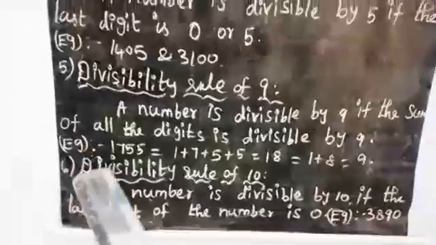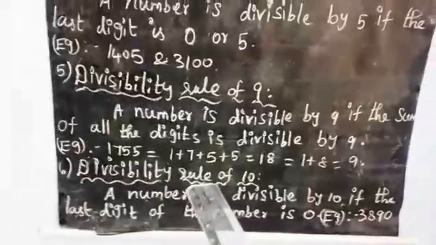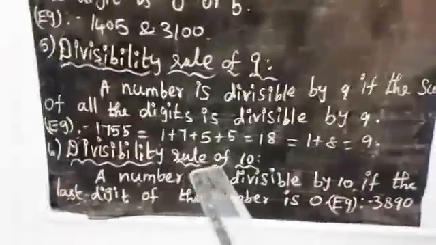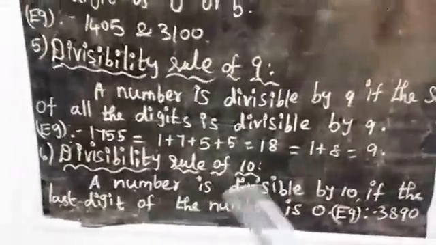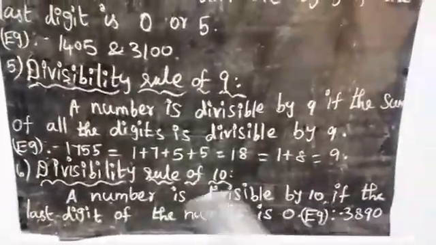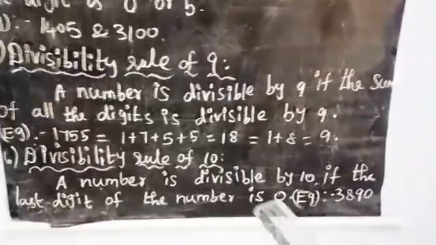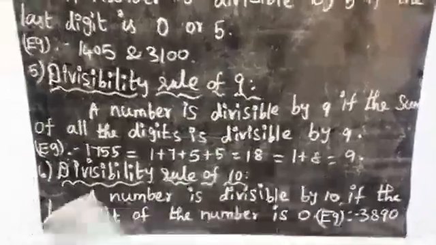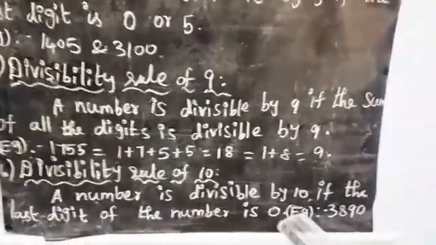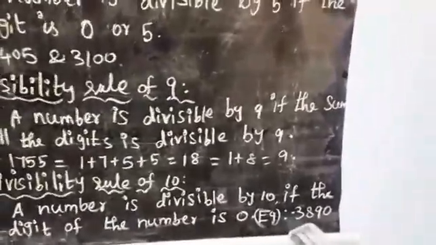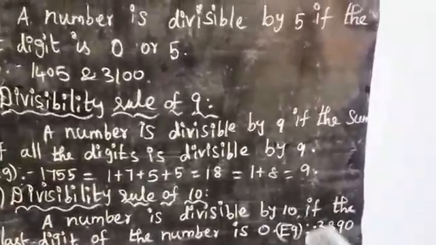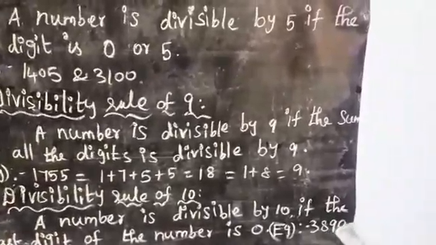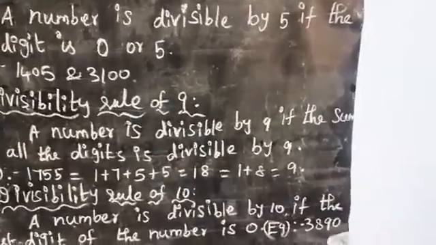Okay. Last rule, divisibility rule of 10. A number is divisible by 10 if the last digit of the number is 0. Now look at 3890. The number is divisible by 10 because the last digit is 0.